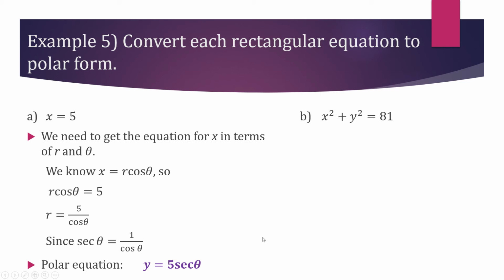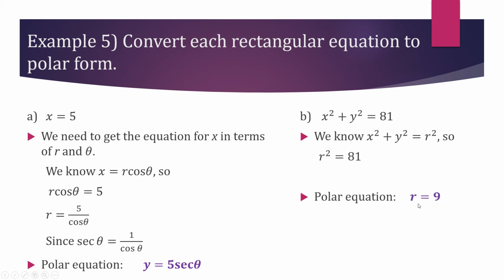All right, let's try another one. x squared plus y squared equals 81. Okay, so we have an equation this time, one that has both x and y. So thinking back to those 4 equations on our converting slide, one of the ones that has both x and y in it is the one that says x squared plus y squared equals r squared. So we can replace x squared plus y squared with r squared and get r squared equals 81. If we solve that to get r by itself, take the square root of both sides, we get a polar equation of r equals 9.